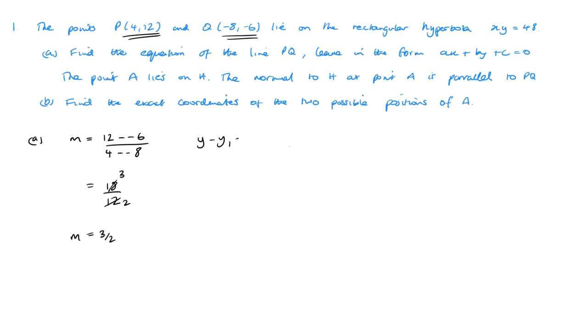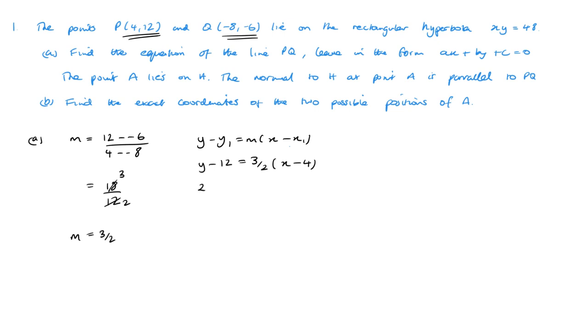Then y minus y1 equals m(x minus x1). So y minus 12, now I'm going to use point P, equals 3 over 2 times (x minus 4). Now we've got a fractional gradient, so I'm going to multiply it by 2 anyway, but also the question tells me it wants it in this form.